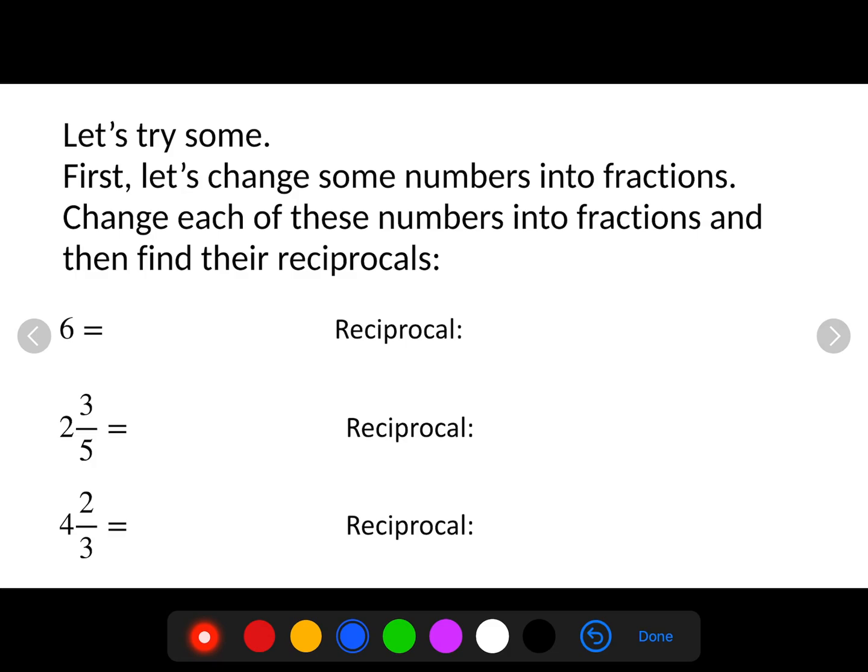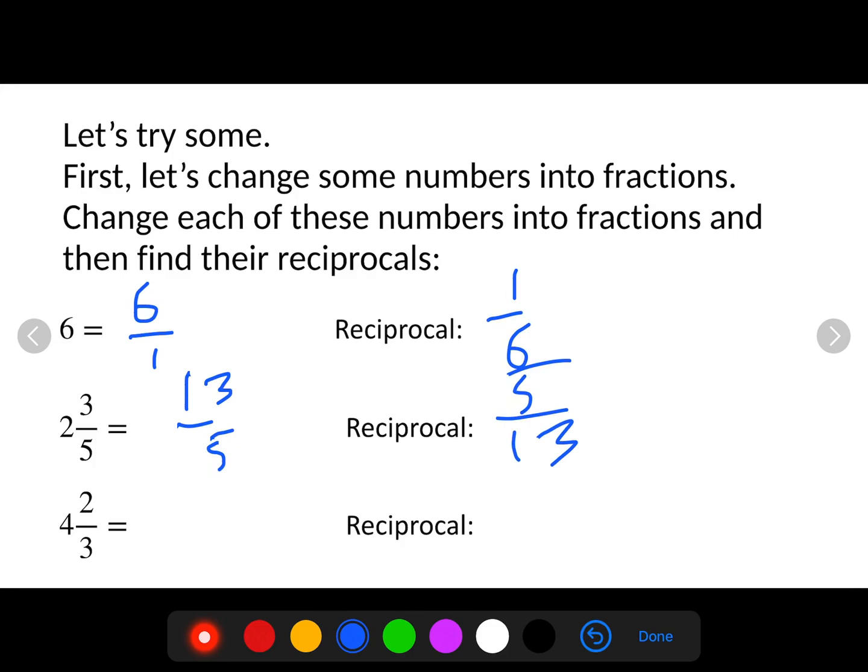Let's try some. First, change some numbers into fractions, then change each of these numbers. So we're going to change each of these numbers into fractions and then find the reciprocal. 6 is 6 over 1. Its reciprocal is 1/6. 2 and 3/5. 2 times 5 is 10. 10 plus 3 is 13. That's 13/5. Its reciprocal is 5/13.